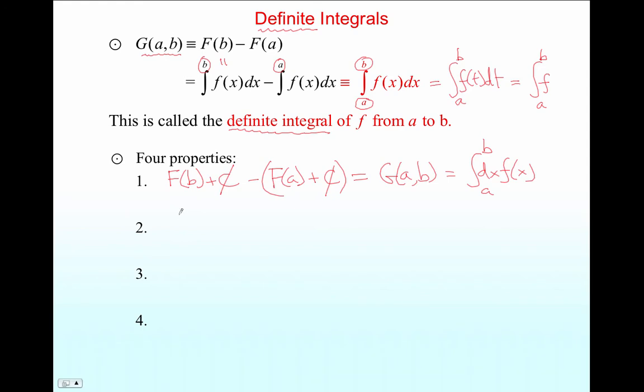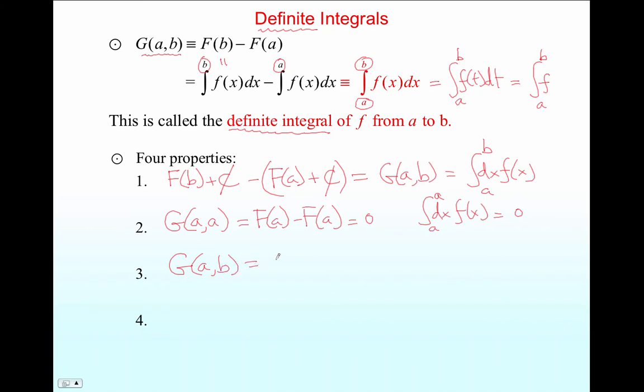There's another obvious property. Let's say that I go from some number to the same number. Well, that's just F of a minus F of a, and that's 0. Or another way of writing this is that integral a to a dx f of x is 0. So the integral where the limits are the same has to be equal to 0. Another property, obvious of course, is that gab, which is F of b minus F of a, is minus gba. In other words, if you reverse the limits of integration, the sign of the integral changes. Or you could write it in this way: integral ab is minus integral ba.